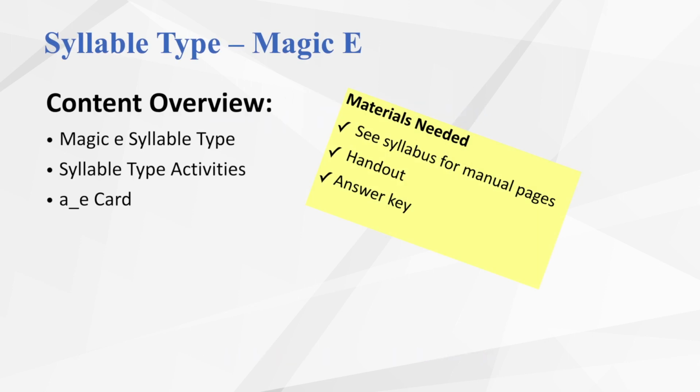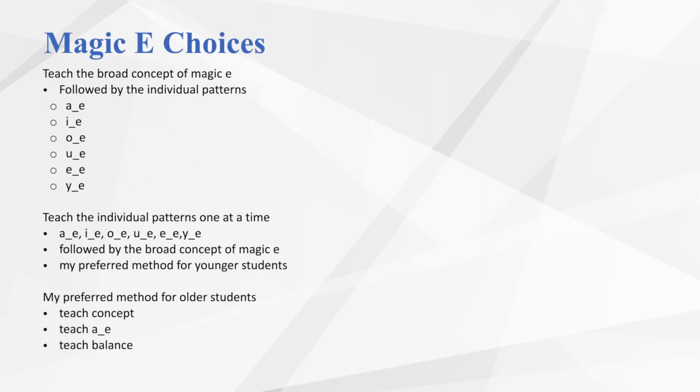Let's turn our attention to magic E syllables. As the teacher, you have a decision to make. Am I going to teach the broader concept of magic E, followed by introducing each pattern such as A consonant E, I consonant E, O consonant E, or am I going to teach the individual patterns and then wrap up by teaching the concept? I usually make this decision based on the age of the child.